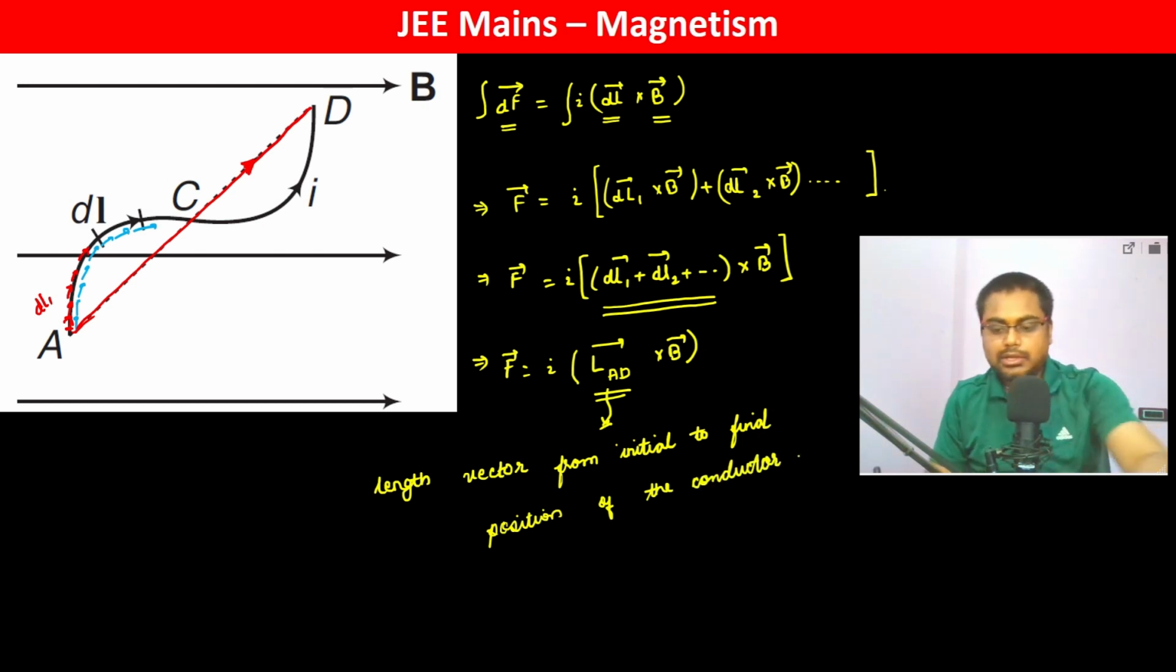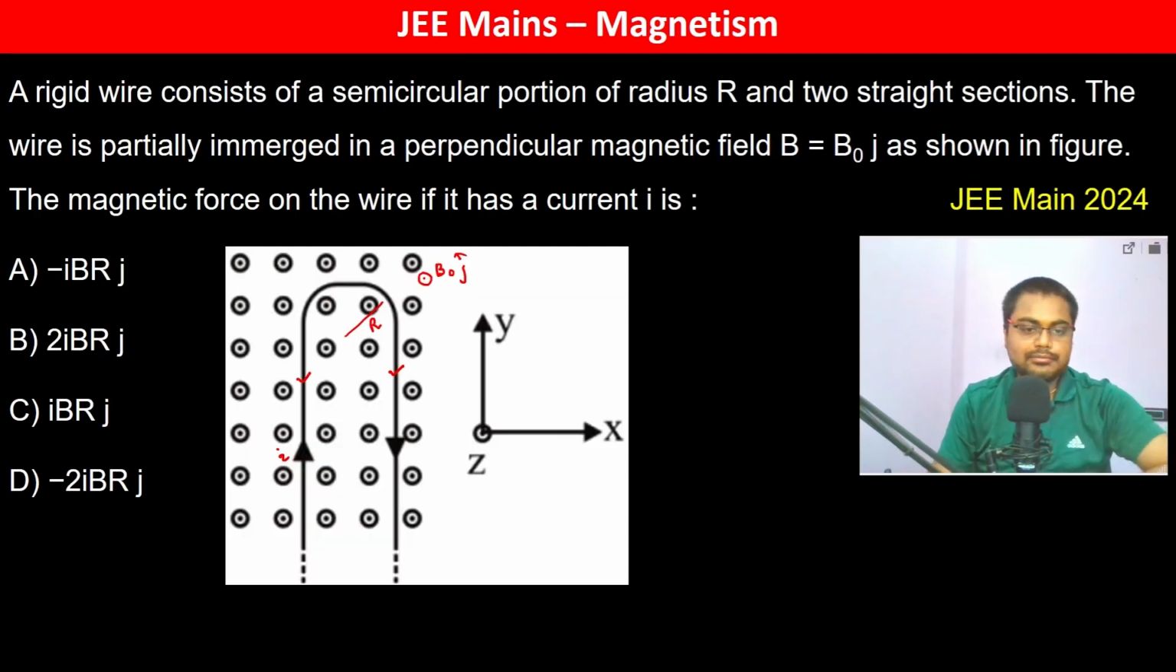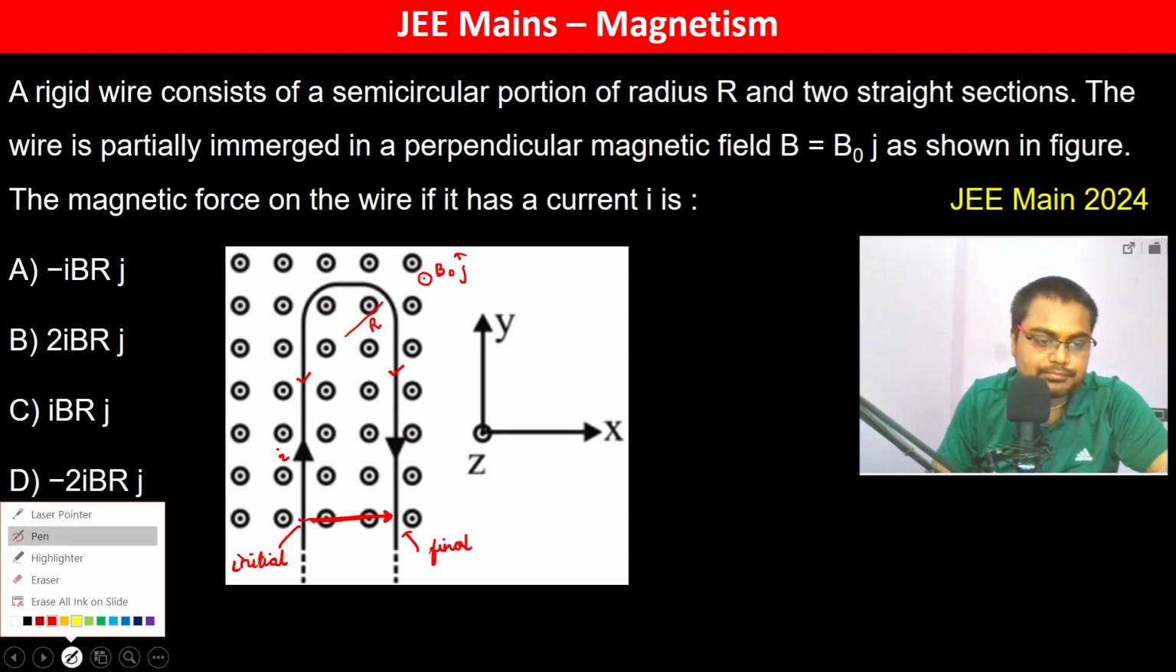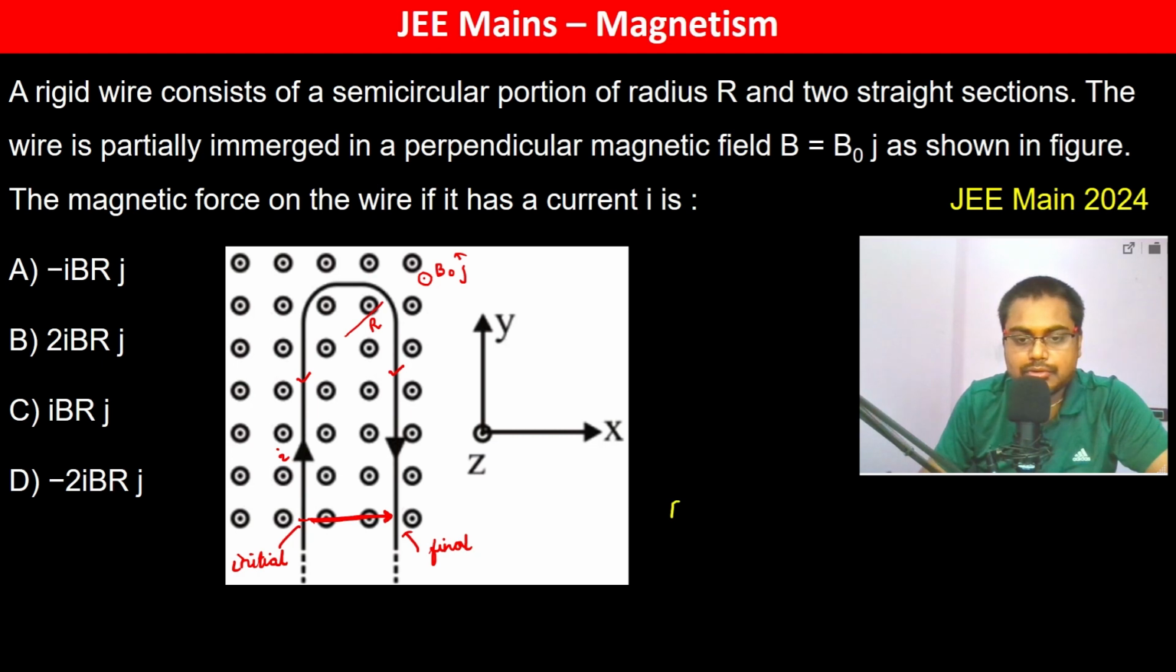Now we approach this question again. If you see, this is how the wire starts, and it goes till here. So basically the length becomes this resultant length, because this is the initial and this is the final point. Therefore the force is going to be I L cross B.